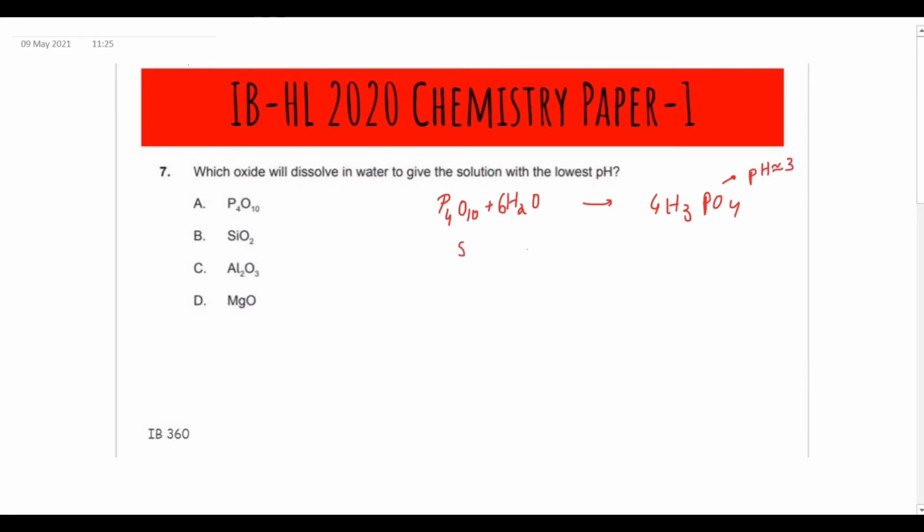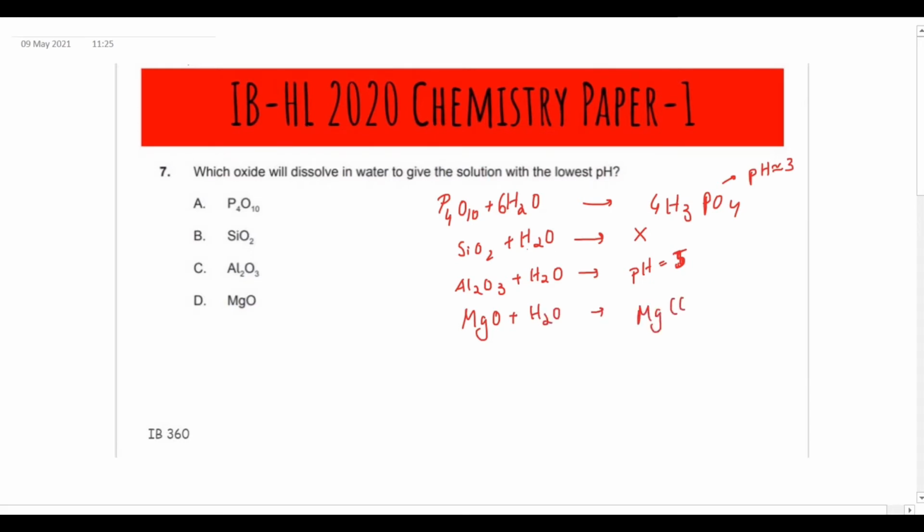Next is SiO2. SiO2 dissolves in water, but there is no reaction. Again, Al2O3 generally doesn't dissolve in water. Even if it dissolves, the pH of the solution comes out to somewhere around 5. But finally, when you dissolve MgO in water, what you get is Mg(OH)2. Now, this is a base and its pH would be greater than 7. From all this information, we know that the first option is correct, as we are getting a pH of 3, which is the lowest pH among all the other options.